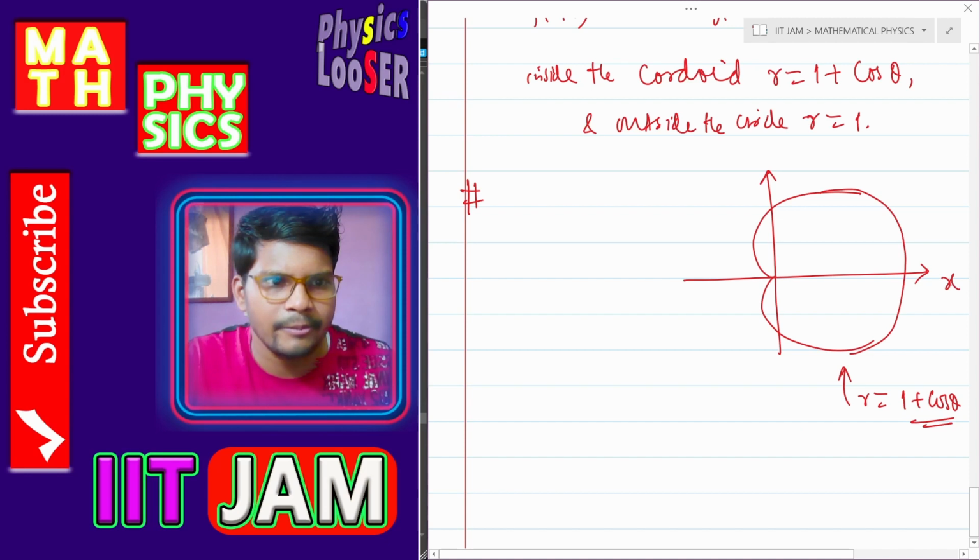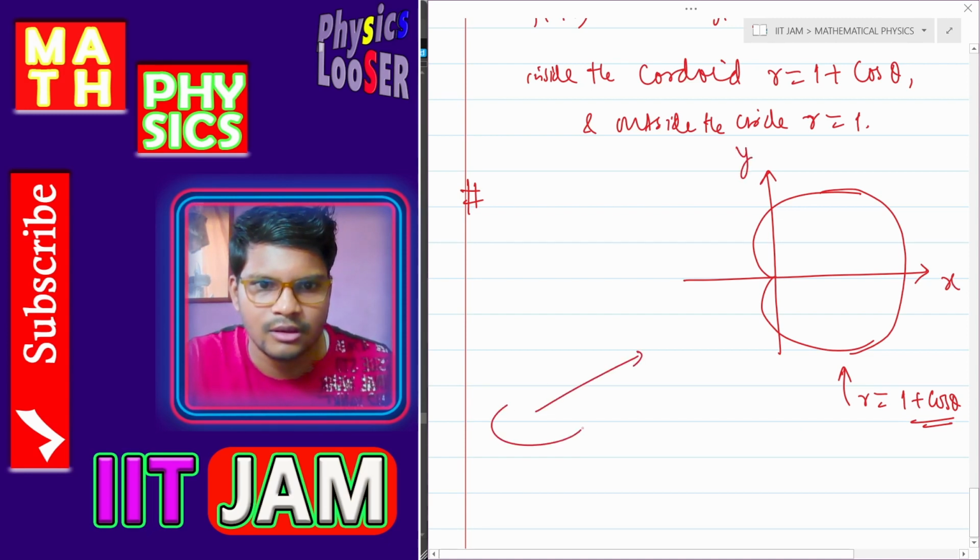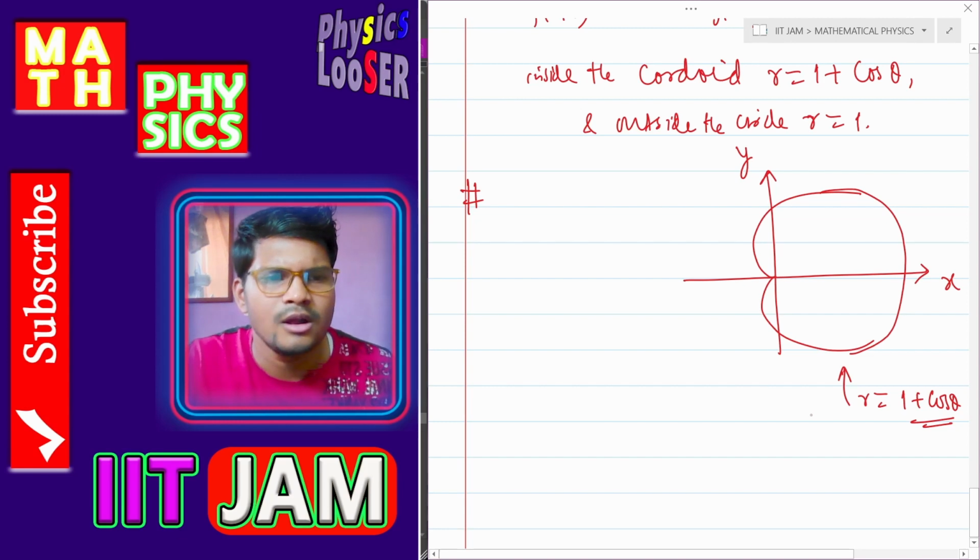Now we already have the background function x comma y, and the coordinates are r and theta. So you can easily plot how it looks like in r is equal to 1 plus cos theta. This is the version where your r and theta are varying. Okay, so how can we say that r is varying?